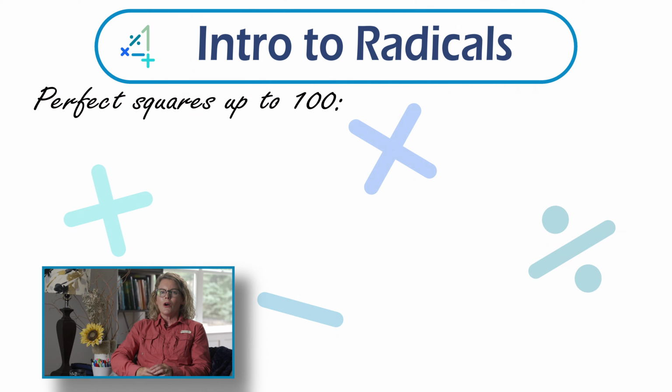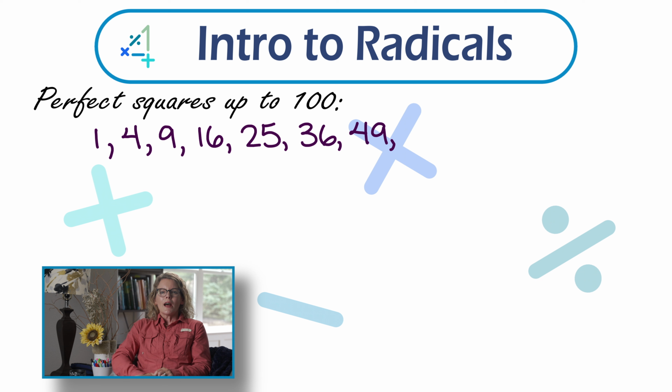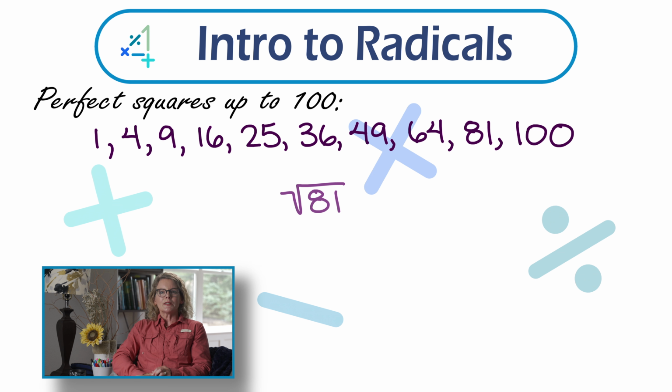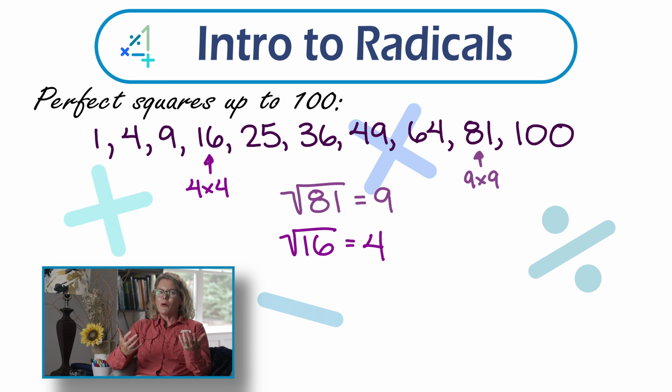To help in answering these types of problems, let's quickly go through the perfect squares that we should remember: 1, 4, 9, 16, 25, 36, 49, 64, 81, and 100. So, the square root of 81 equals 9, and the square root of 16 is 4. See how it works? Cool beans.